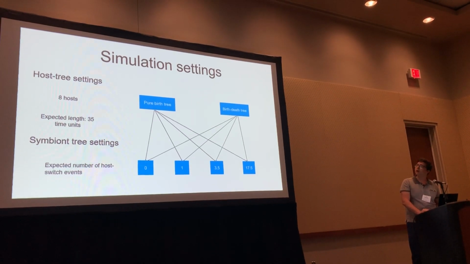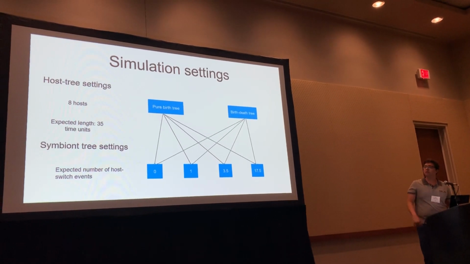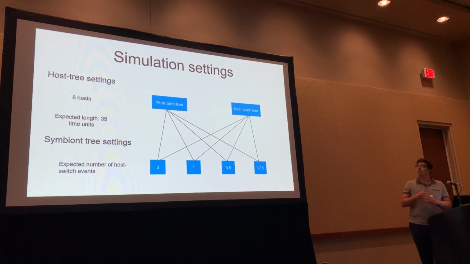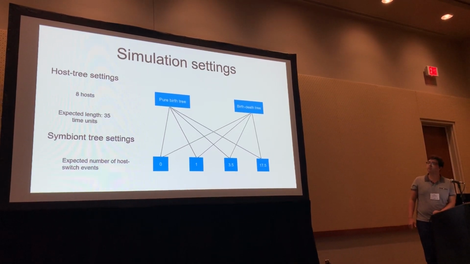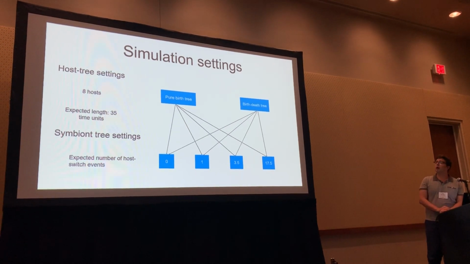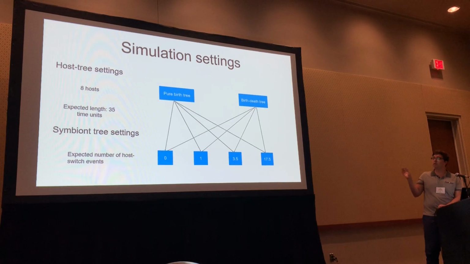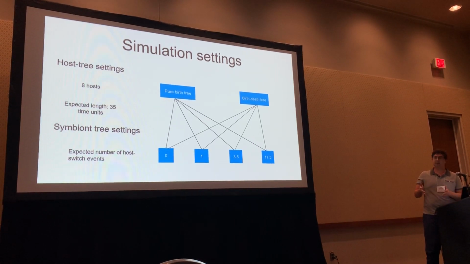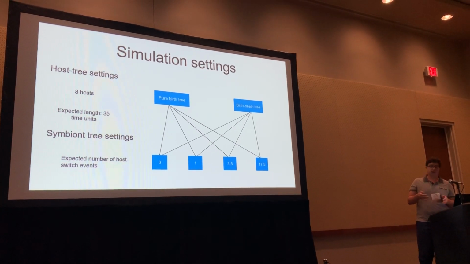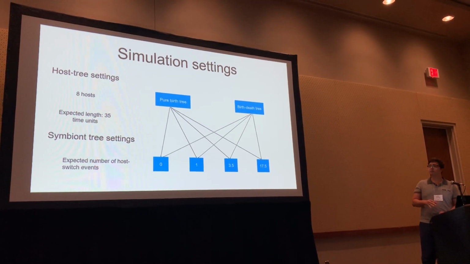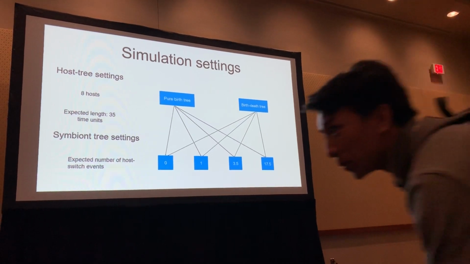And so for the simulation setup using this simulator, we have 8 tips for each of our species trees, each of our host trees, and I have a pure birth setting, so no extinction is occurring, and a birth-death tree where we have some amount of extinction. I set the birth and death rates such that we would get about the same length of tree on average. And then for our symbiont tree, I allowed no independent speciation or extinction to occur within that.